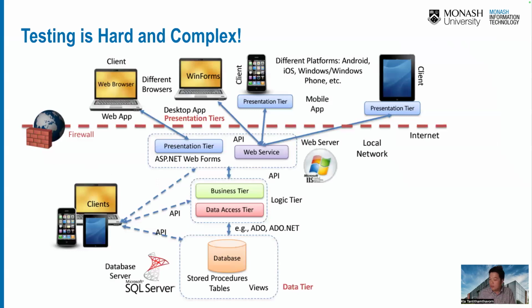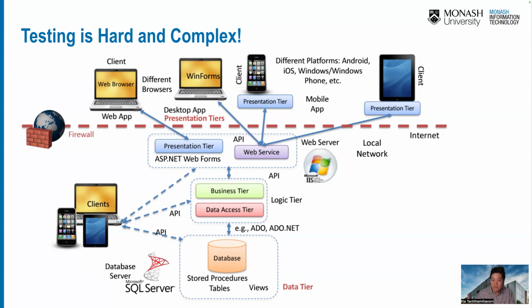In the real world, testing is really hard and complex. This is a real-world software application. You have the web application, the desktop application, the mobile app, the presentation tier, mobile apps and the client. Everything is connected via the API, and the API also connects with the logic tier, that's the business tier and data access tier. The logic tier also connects to the data tier, the database, SQL Server. Everything is so complex. How can you make sure that everything is correct?